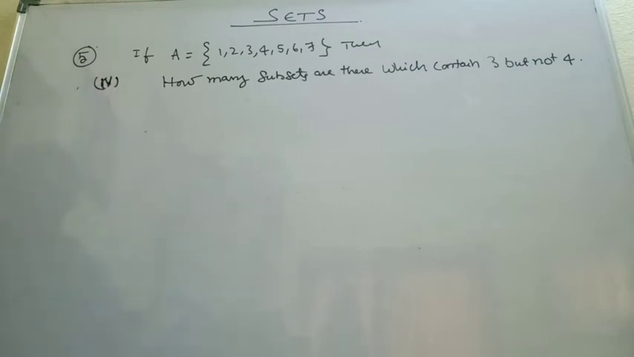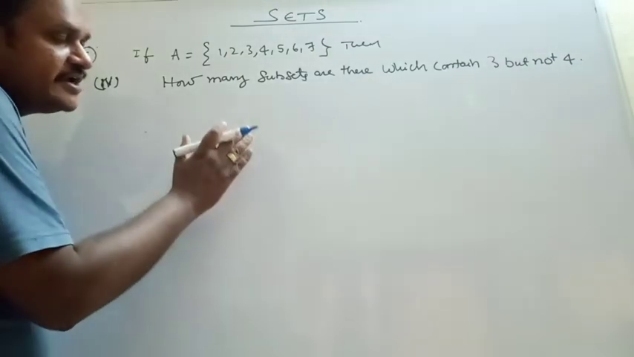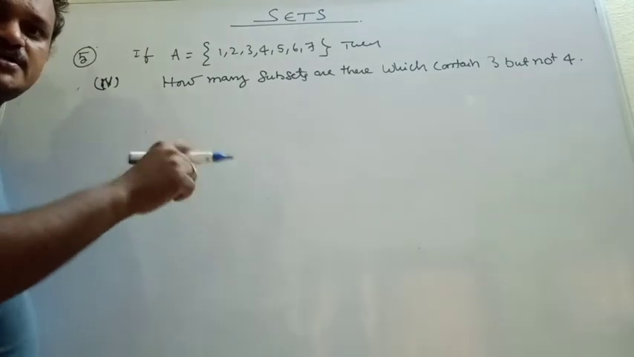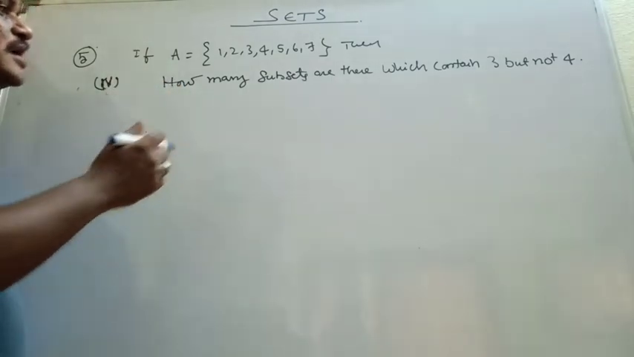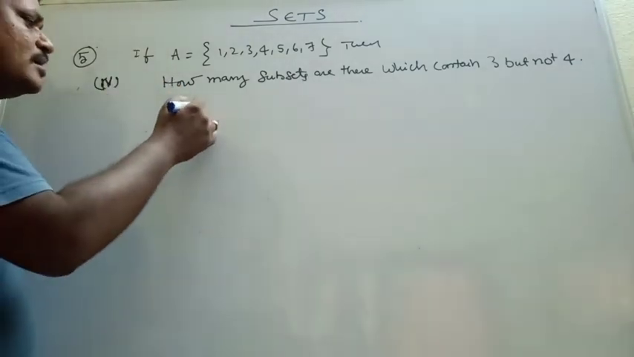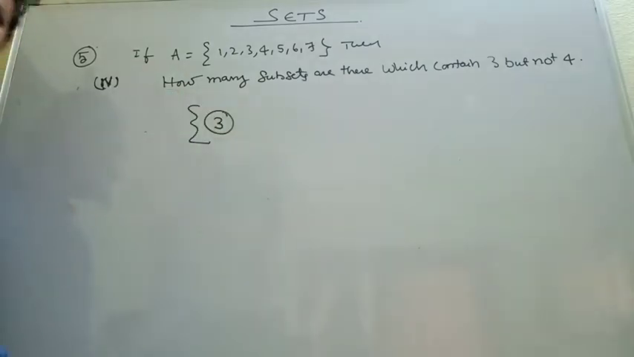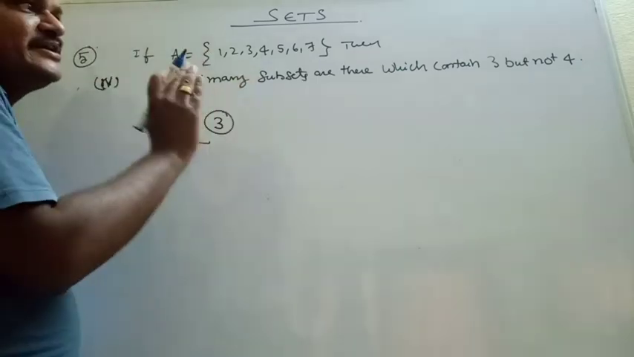What we have here, my dear students, is: how many subsets are there which contain 3 but not 4? Now we need the subsets which contain 3 but not 4. That means it should have 3, but it should not have 4. I am going to take all the subsets where 3 is fixed. 3 will be compulsory, will be there.